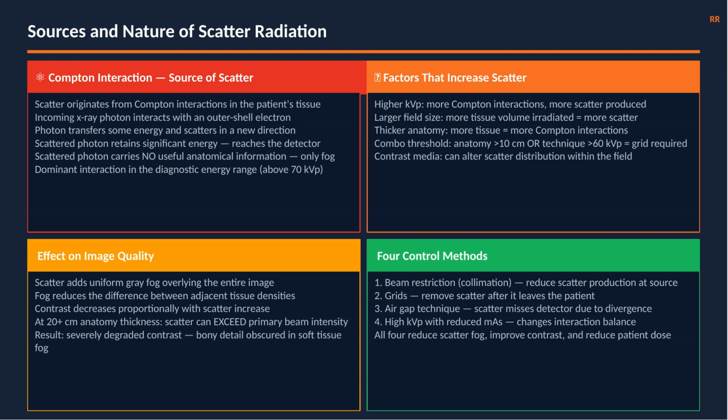The clinical threshold for grid use. Anatomy greater than or equal to 10 centimeters thick or technique greater than 60 kVp. When either of those conditions is met, scatter is significant enough to require active control. At anatomy thicker than 20 centimeters, scatter can exceed the primary beam intensity. At that point, without scatter control, the image is mostly fog, soft tissue margins disappear, and contrast is severely degraded. For control methods, beam restriction, grids, air gap technique, and KVP adjustment. We will cover each one.